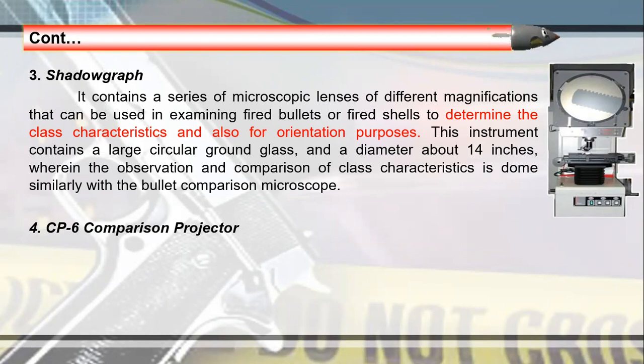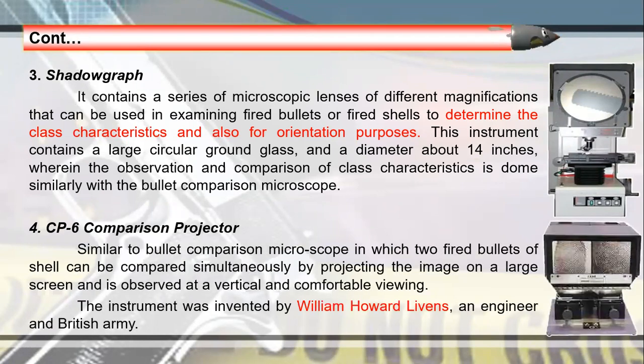Next, number 4, CP6 comparison projector. Similar with the bullet comparison microscope, which two paired bullets can be compared simultaneously. Yung CP6 comparison projector ay pwede nating gamitin ng tinatawag natin na juxtaposition or intermarriage. This instrument was invented by William Howard Levens, na isang engineer sa British Army. Ginagamit din not only on the bullet comparison but also on fingerprint, and all other document analysis.